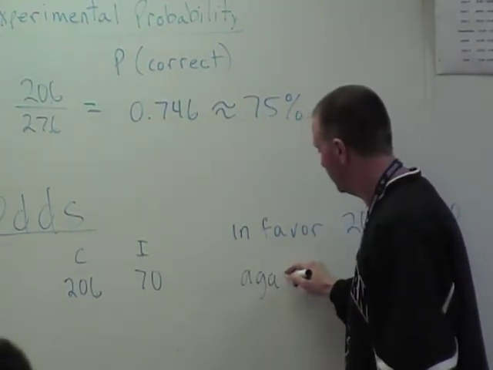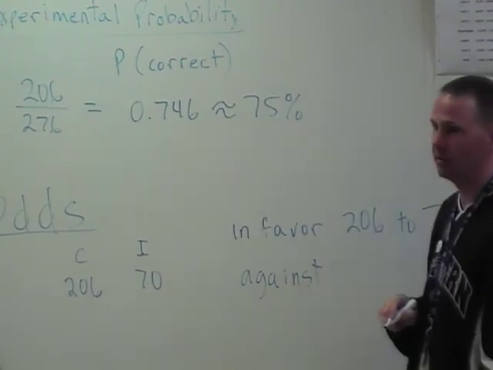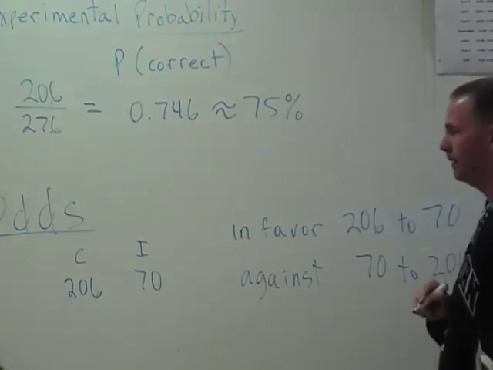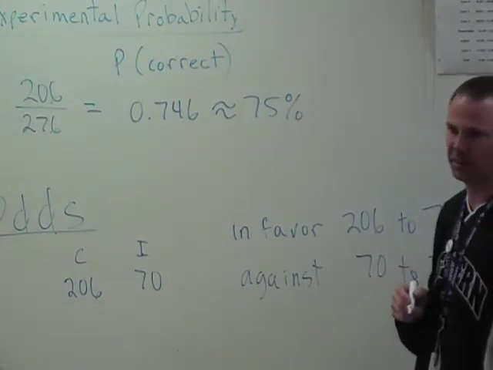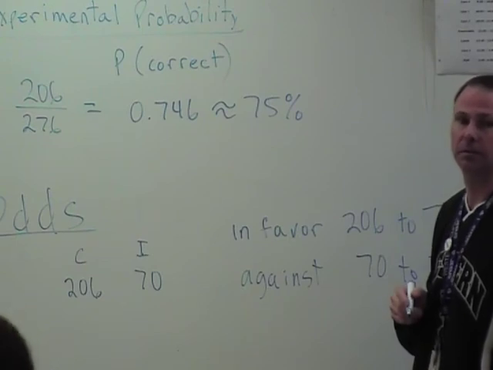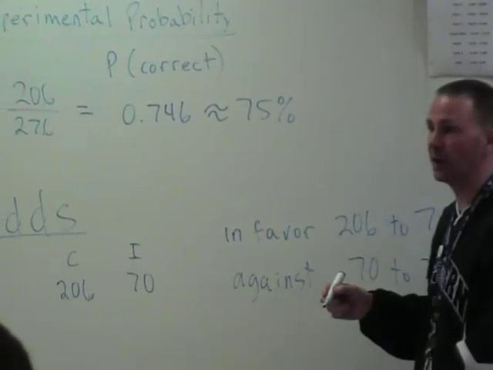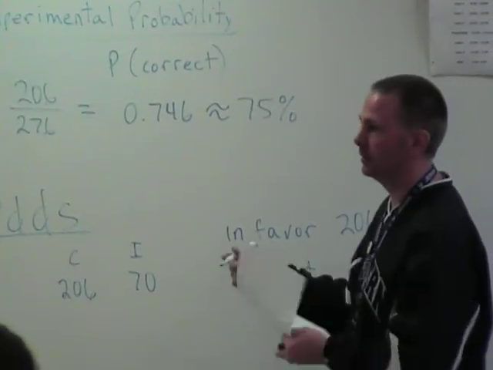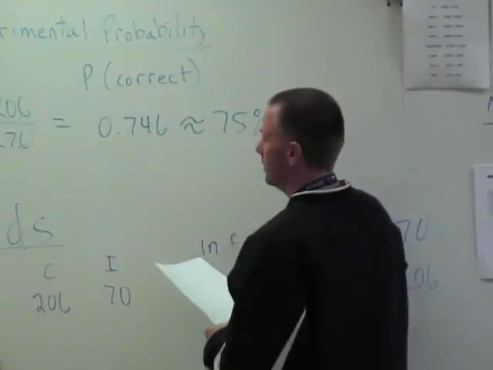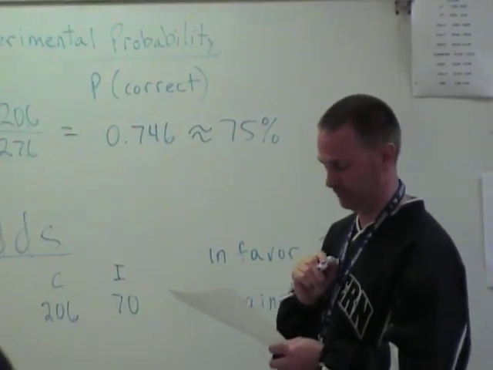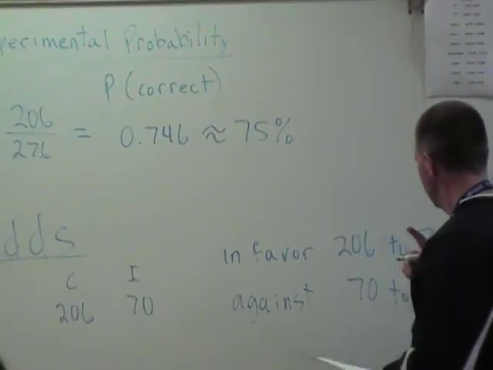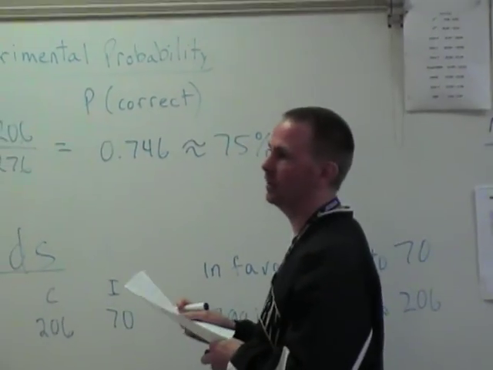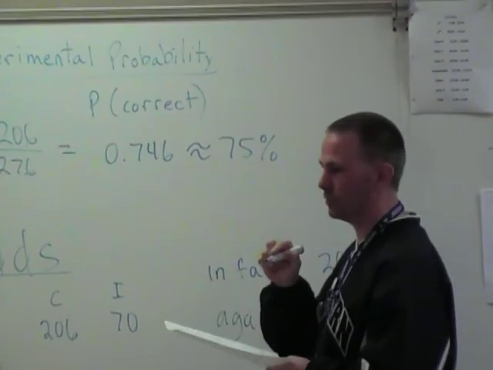What's the odds against? Incorrect: 70 to 206. Just switch it. That's as simple as it gets. Is that like a ratio? Yeah, you can write it as a fraction, or put a colon in between. That's a ratio. When we put it in a fraction, we put the 206 over the 70. First one always over the second one. Same thing when you're reading a story problem. When it talks about the quotient, it's always first over the second.